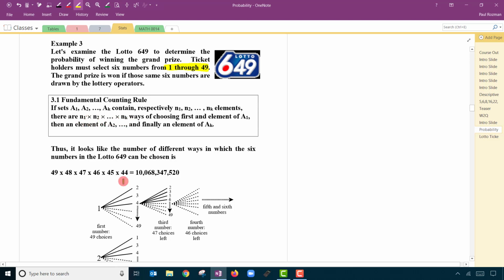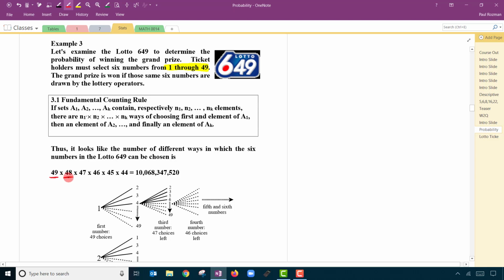With the 649, the first number that I draw, there are 49 different options. But after I make that draw, the number doesn't go back in and isn't allowed to be picked a second time. In 649, the drawing is unique. You can't draw the number 111111 because once you draw a 1, it can't be picked again.